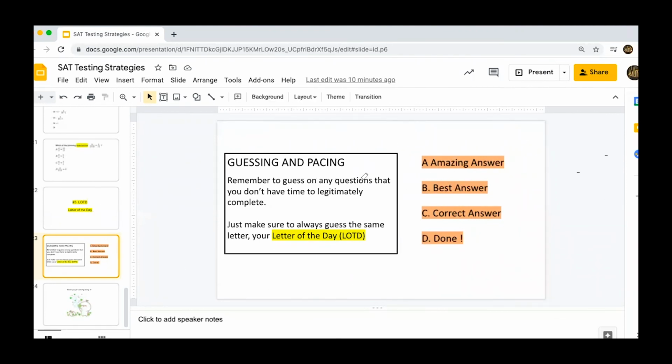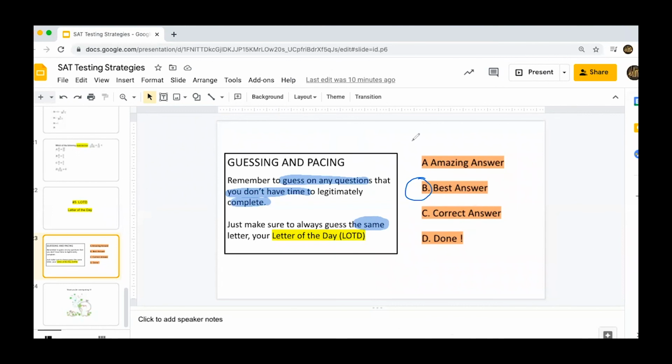You want to guess on any question that you don't have time to complete, but you have to make sure you use the same letter. Don't change it. So before the start of the test, you say, okay, today my letter of the day will be B for the best. So any question you don't know, you have to guess B. You have to put B, B, B the whole time. Do not change it, so you have to keep the same letter the whole time.